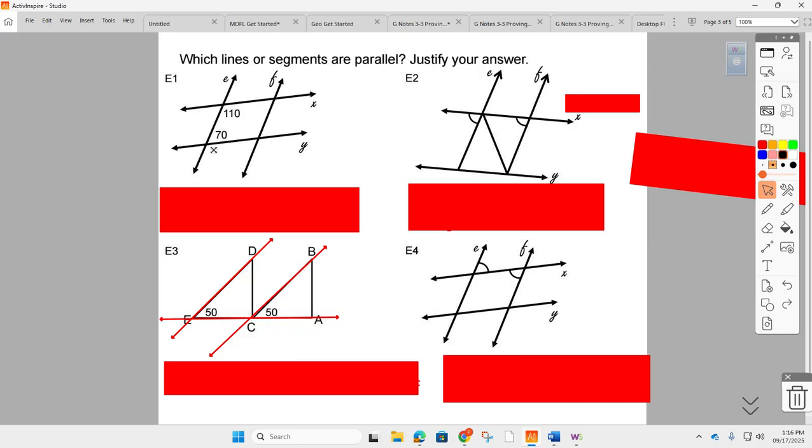So we have line E and line F in the first example, line X and line Y. But the only 2 angles that we know anything about have these measures here, right? So which lines are making those angles? B is 1. What's the other 2? X and Y, right? So F is not a factor. F should not be anywhere in our answer, right? So our question is, if this is the transversal and these are the 2 lines, are X and Y parallel, and how would we know?